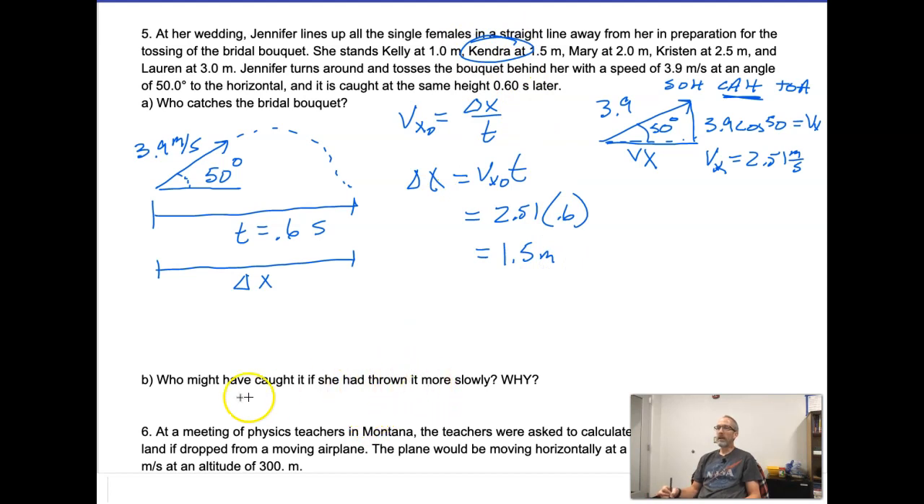If she had thrown it slowly, so if this speed instead was lower, then who would catch it? That would have to be Kelly. Kelly catches it because less speed in the x direction means less change in position. So it's going to be smaller.